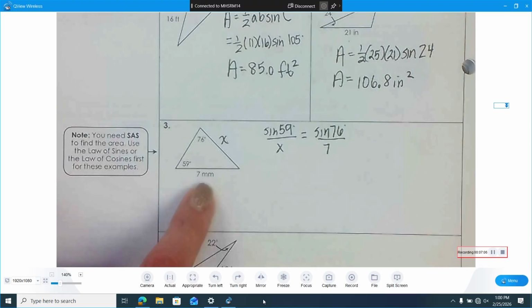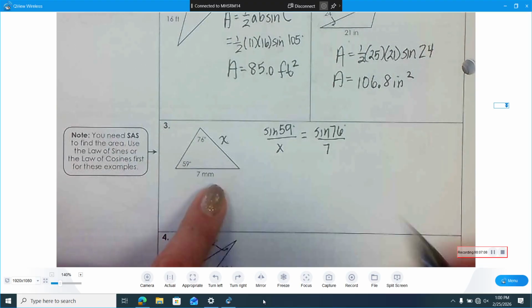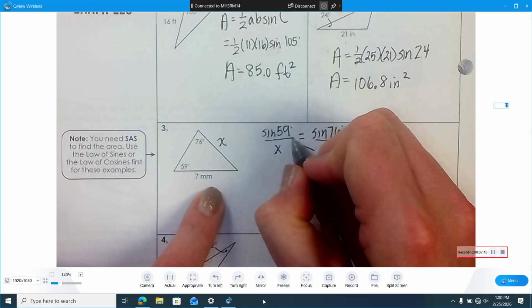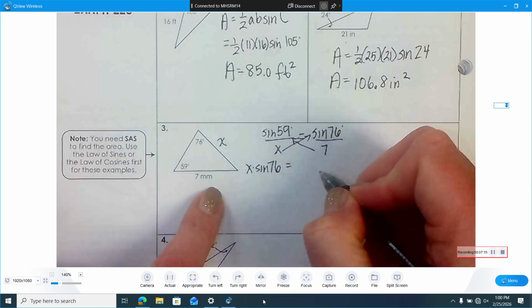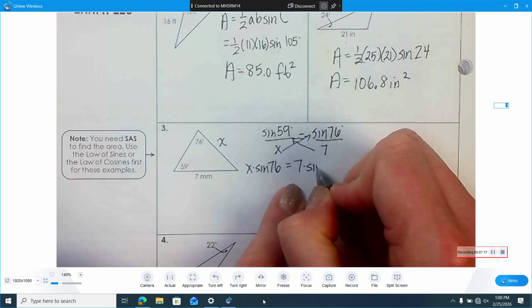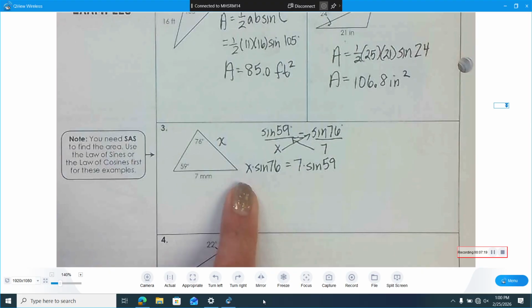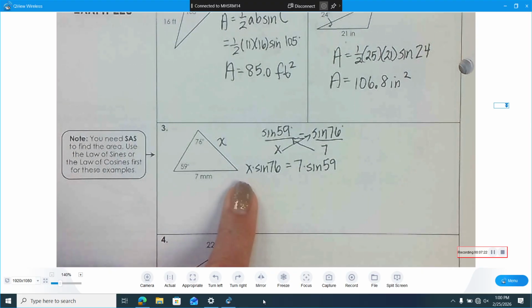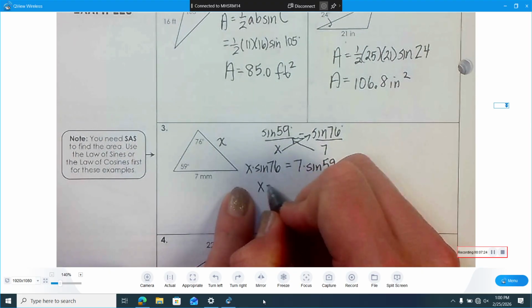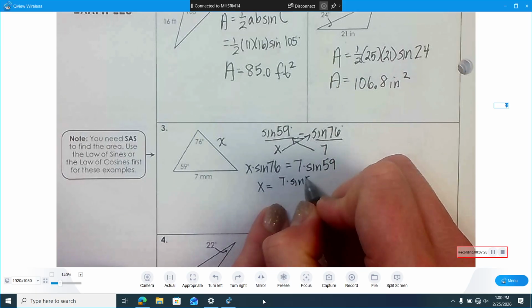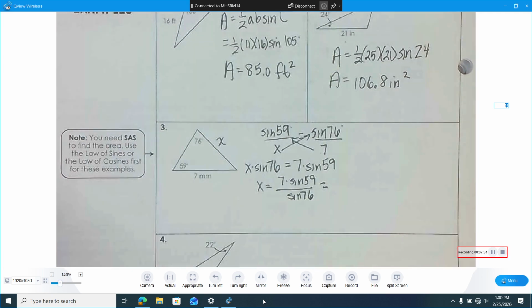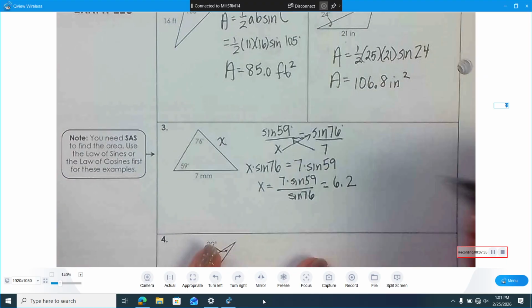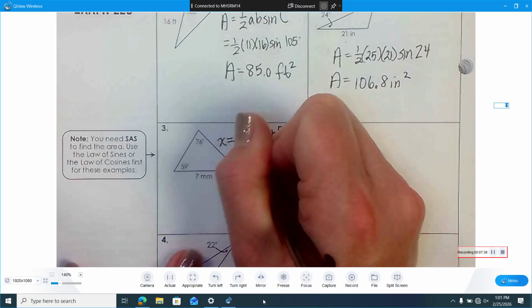And then how do we solve? Cross multiply. So I get x times the sine of 76 equals 7 times the sine of 59. And then how do I get x by itself? Divide by the sine of 76. So x equals 7 times the sine of 59 divided by the sine of 76. And what does x turn out to equal? 6.2. Beautiful. So we get a side length of 6.2.